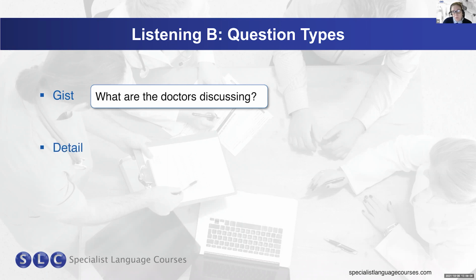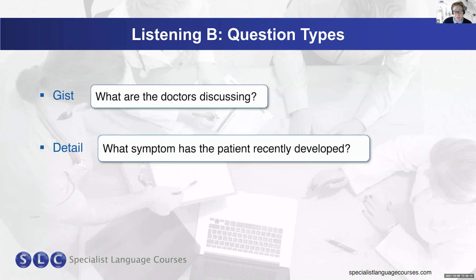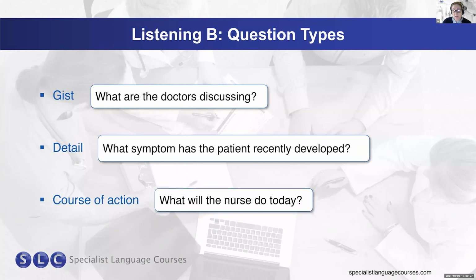Or they might ask you a more specific question, which we call detailed questions. So for example, what symptom has the patient recently developed? So this is asking specifically for one detail. Or it might be the course of action. What's going to happen next? What will the nurse do today?